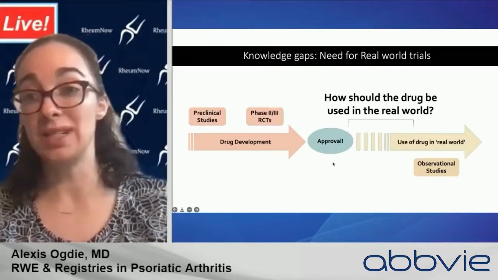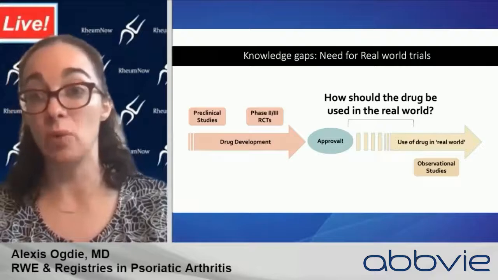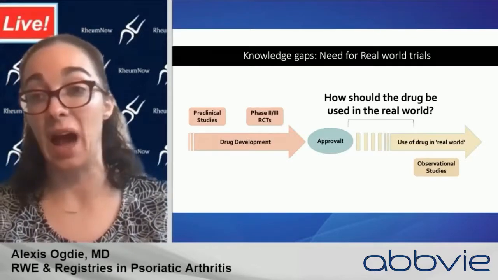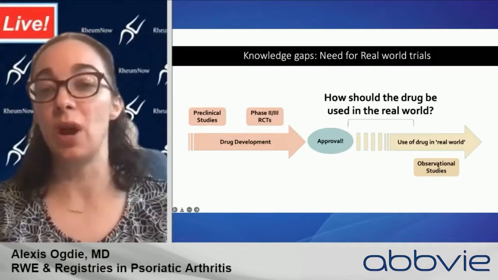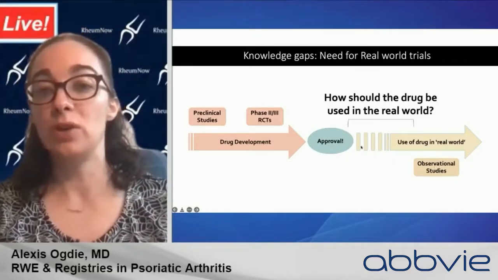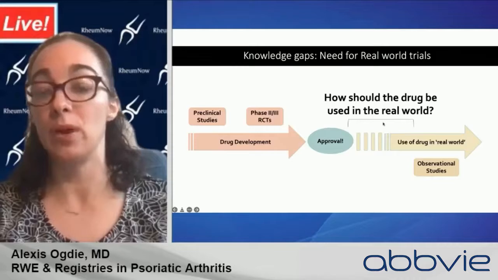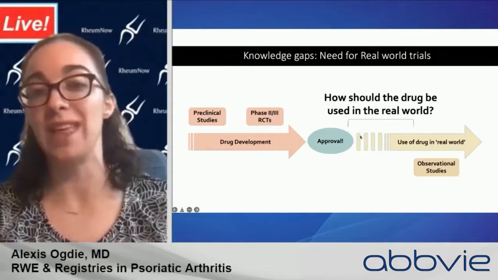But once the drug is in the real world, we will learn a lot more about the drug, specifically about how it compares to other therapies. Observational studies are how we typically do that, but there's really a role for pragmatic trials, which fit in this space.